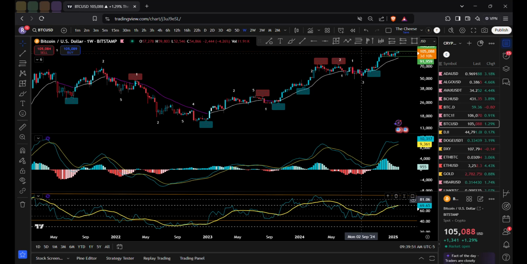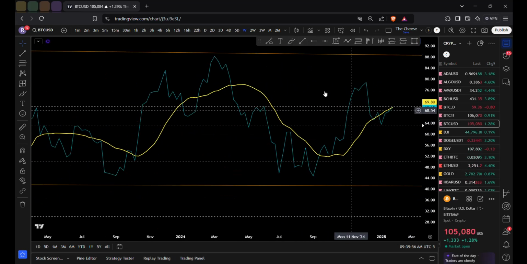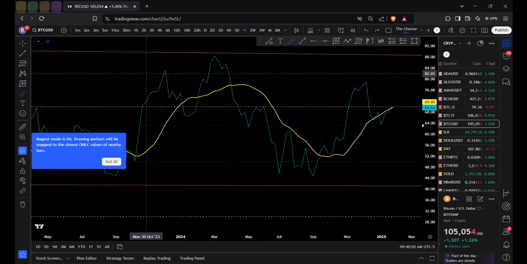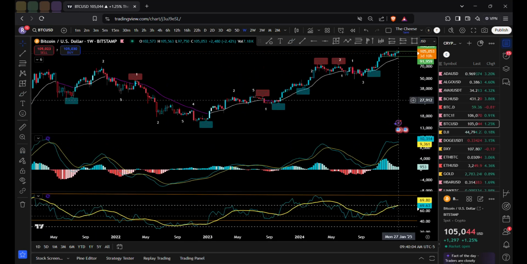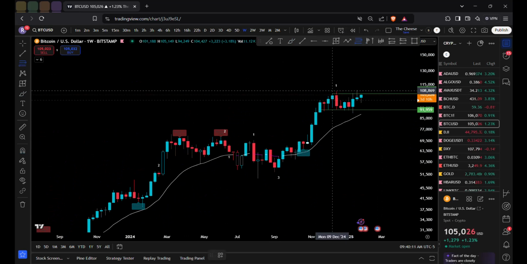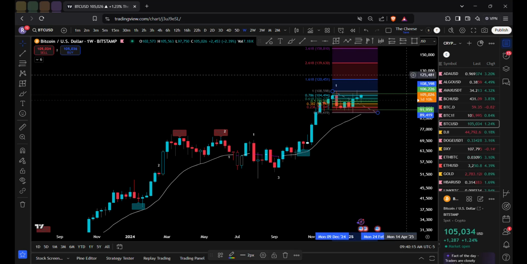As of right now, we have formed an inverse head and shoulders, 1, 2, and technically 3. Once we break the 70 line, we're breaking that 110 and we're going higher. And where do you figure out your next resistance levels? You use a fib. It goes from your most recent high to your most recent low. All I did was left click from here to here.